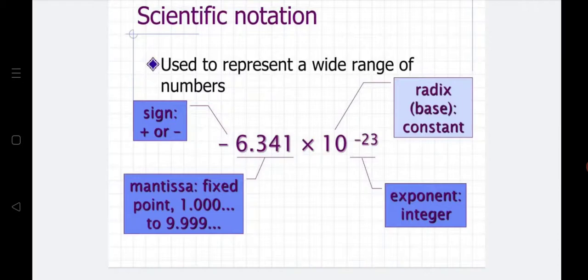10 means a decimal representation, whereas if I write 2 over there, then it will be acting as my binary representation. If I write 8, it will be acting as my octal representation. Now if you see here, 10 to the power of minus 23. What is this minus 23? It is acting as an exponent integer. It is acting as an exponent.